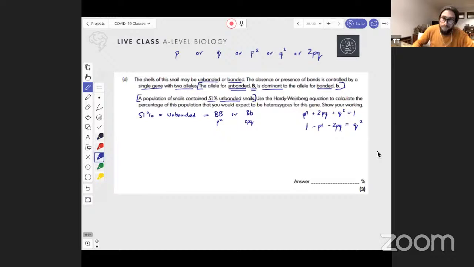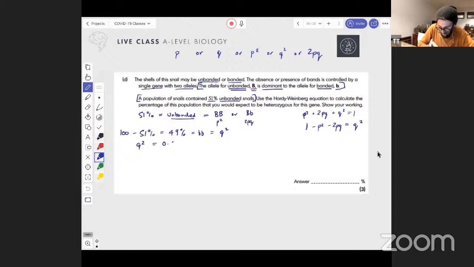So 51% equals these together. So 100% of the population minus 51% means that 49% of the population are little b, because they're the only three possible outcomes. Homozygous dominant and heterozygous, of which we know combined, both of them are unbanded, and they're 51%. So they're 49% little b, and that is Q squared. So Q squared is equal to, as a decimal, 0.49.